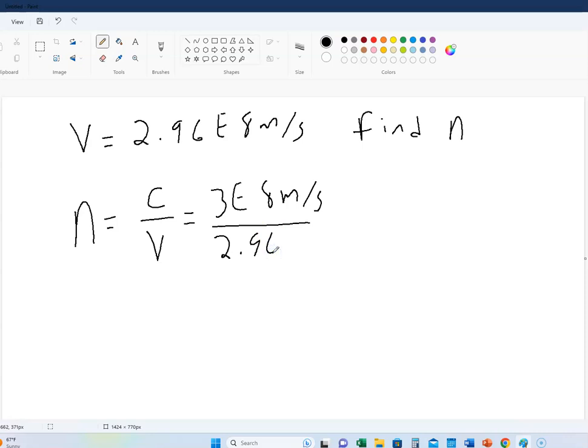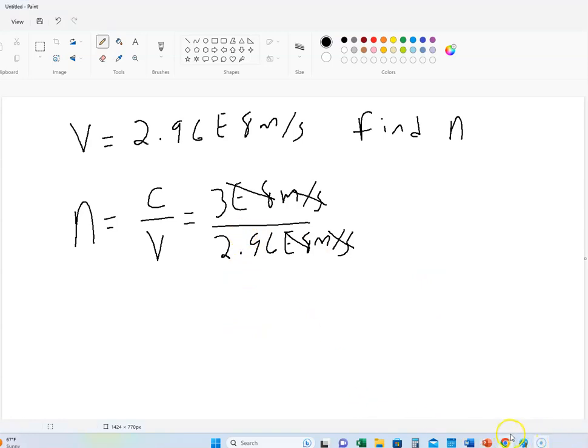2.96 times 10 to the 8th meters per second. All right, and notice the meters per second cancel, of course, and also the times 10 to the 8th cancels. As long as you put them both in, those two cancel because you're just multiplying by the same factor in the numerator and the denominator.